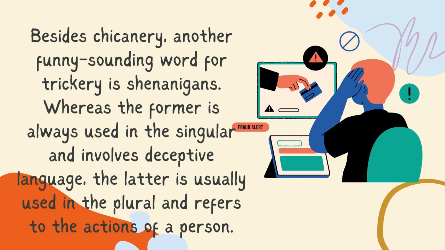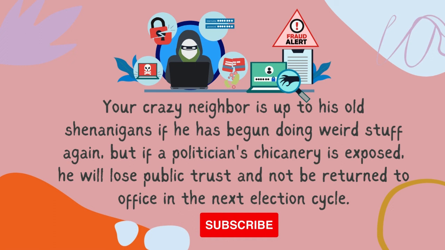Besides chicanery, another funny-sounding word for trickery is shenanigans, whereas the former is always used in the singular and involves deceptive language. The latter is usually used in the plural and refers to the actions of a person. Your crazy neighbor is up to his old shenanigans if he has begun doing weird stuff again, but if a politician's chicanery is exposed, he will lose public trust and not be returned to office in the next election cycle.